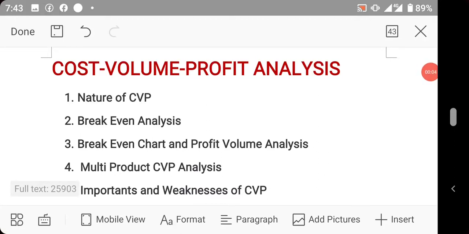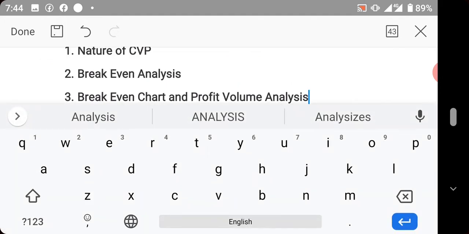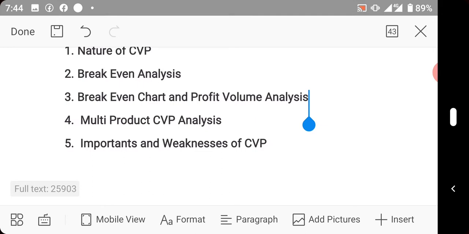Welcome to today's class. Today we are going to be looking at cost volume profit analysis. We are going to be studying how a change in volume of activity will affect the cost of the product and also the profit of the company. One of the tools that we are to use in this cost volume analysis is break-even point analysis, margin of safety analysis, and all that. So we will start immediately without waste of time.